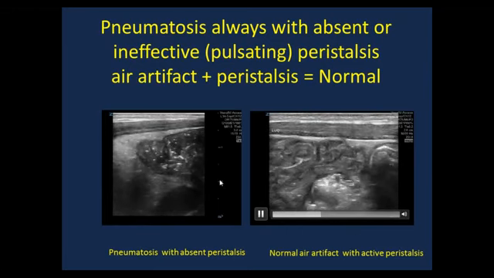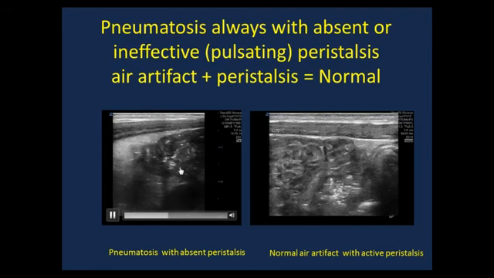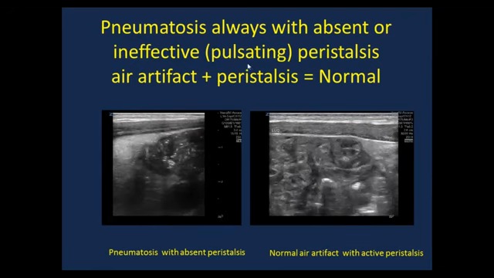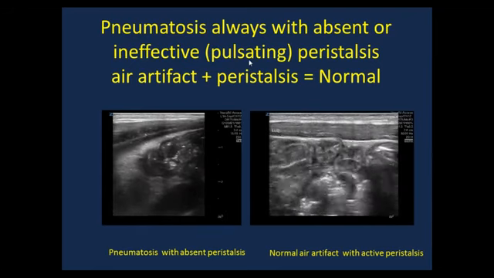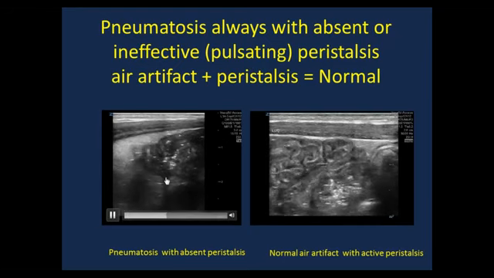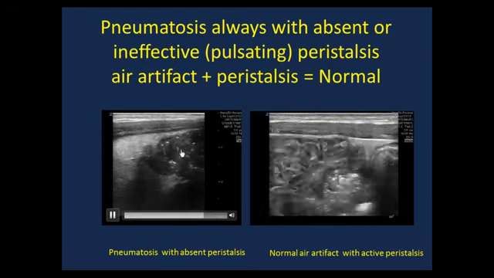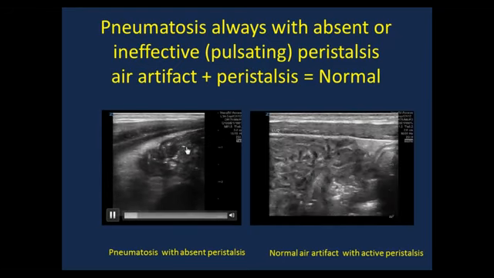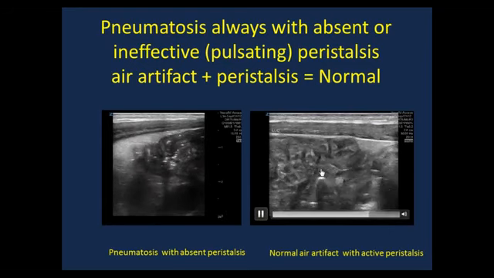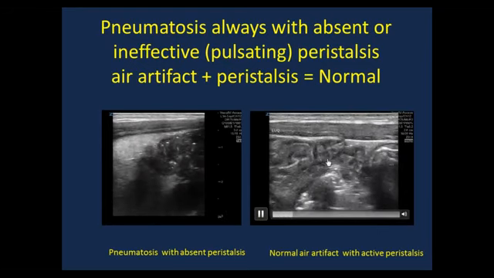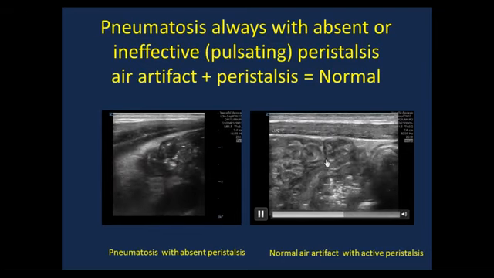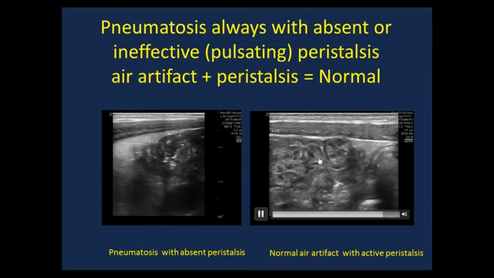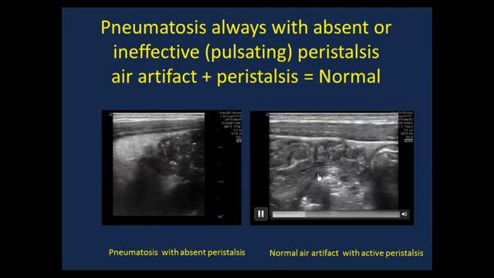And we should not be confused when we have pulsating peristalsis, which is an abnormal kind of peristalsis due to reflected pulsation from the abdominal aorta. So the intestinal pulsation should not be considered as real peristalsis. So peristalsis should be active, and we have to see the bowel loops moving actively, not just pulsating.